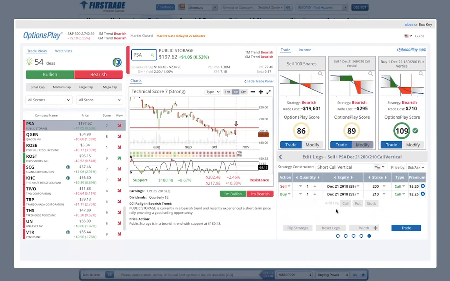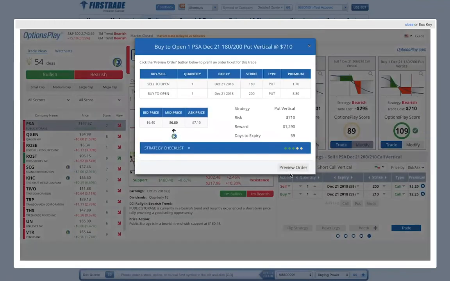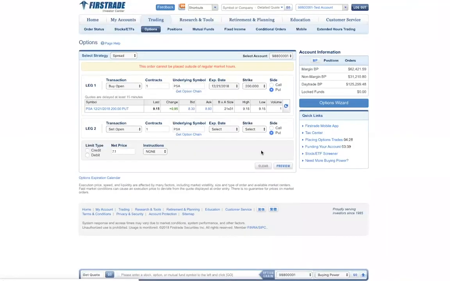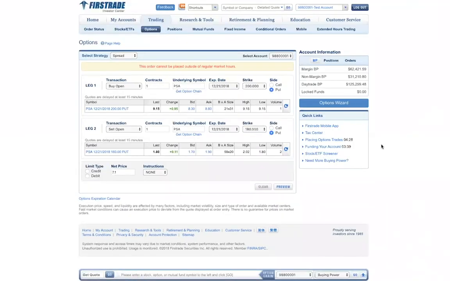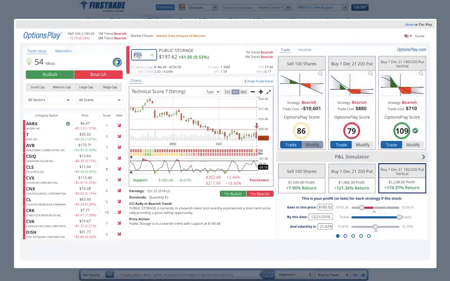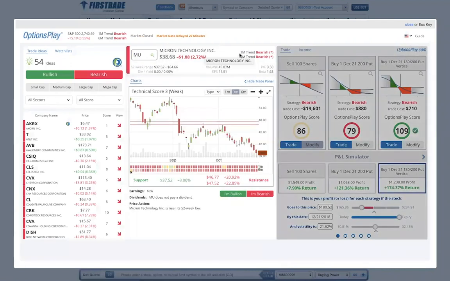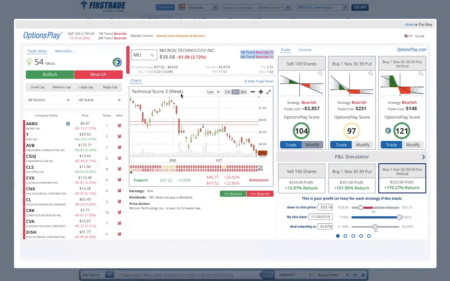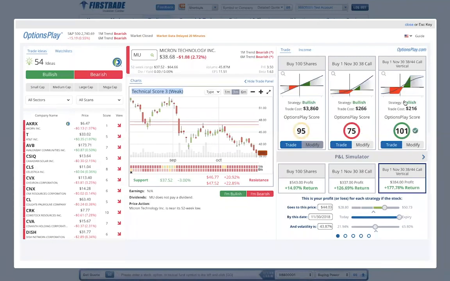And once you're ready to place that trade, you can hit the trade button, preview order, and again, we pre-fill the ticket for you so that you can send this off for execution immediately. So this is all designed to make your research time, from typing in a symbol, getting a snapshot view of the technical analysis, getting the 1 month and 6 month trend, the relative strength within a few seconds, and be able to decide, am I bullish or bearish on this trade, and instantly be able to see 3 strategies that make sense for your given view.